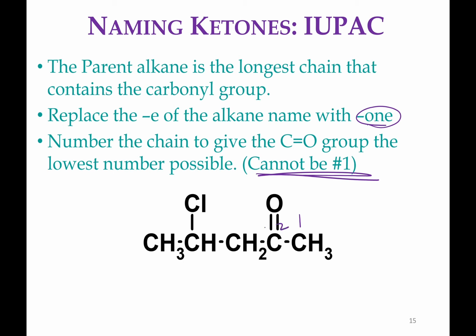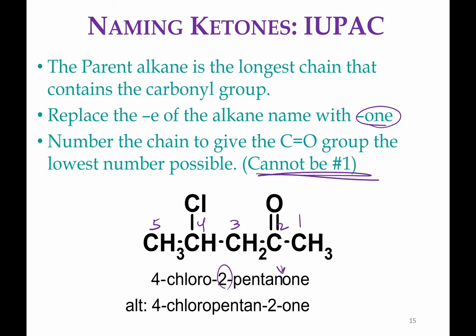So 1, 2, 3, 4, 5. So we have the carbonyl at number 2. This was a pentane, but now it's a pentanone. We have to put a number for where that -one is. So we're going to say 2-pentanone, and we have a chloro group at number 4. So 4-chloro-2-pentanone. Alternatively, the 2 can also go here. So we can say 4-chloropentan-2-one.